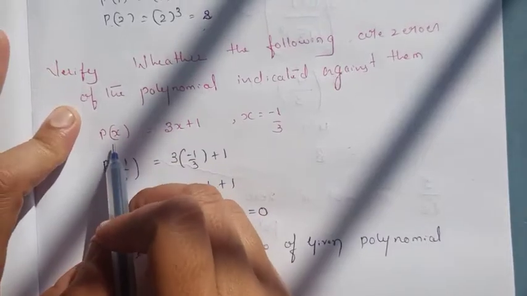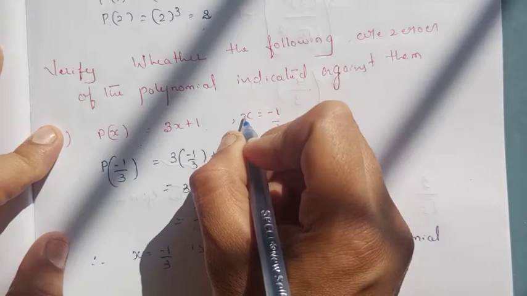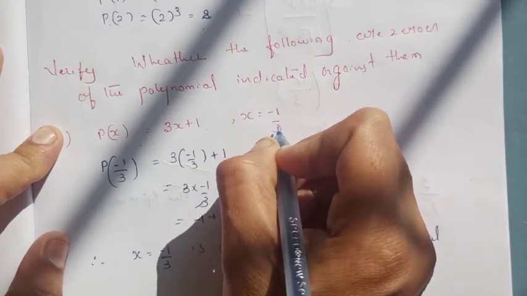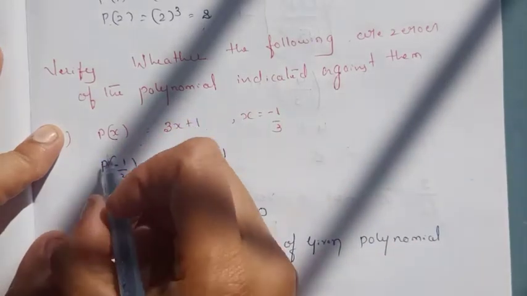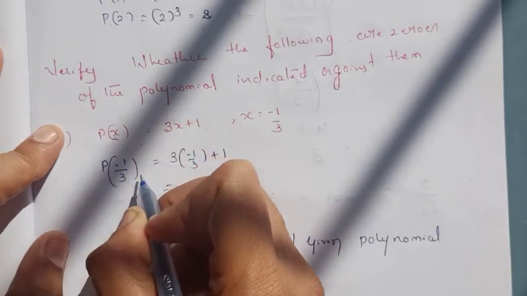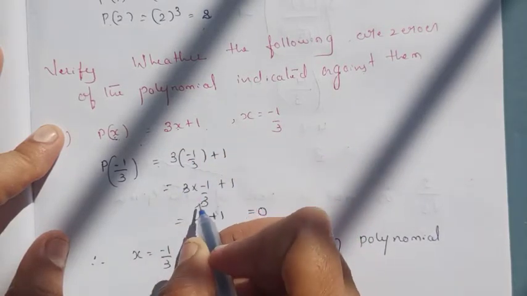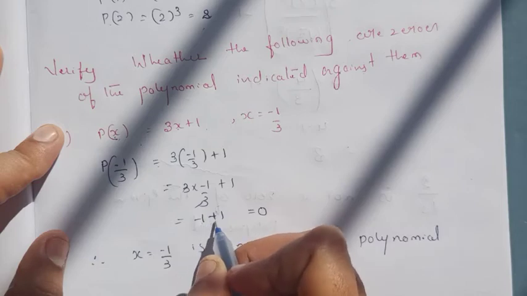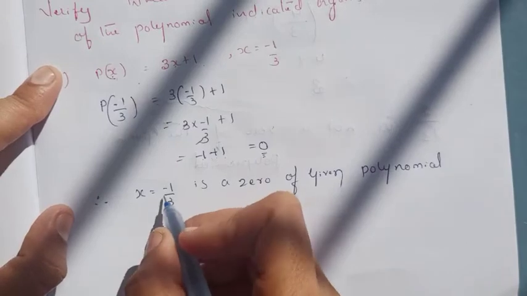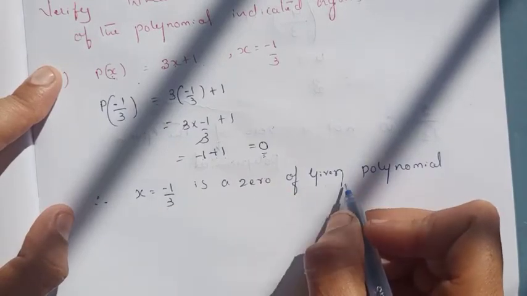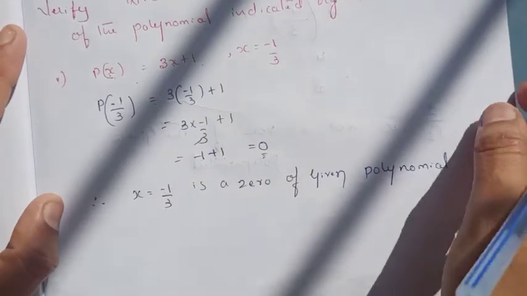See here, the question is p of x is equal to 3x plus 1. They have given x is equal to minus 1 by 3. We should substitute minus 1 by 3 in the place of x. So it is 3 into minus 1 by 3 plus 1. Here 3 cancels, remaining minus 1 plus 1, so it reduces to 0. So x is equal to minus 1 by 3 is a zero of the given polynomial.